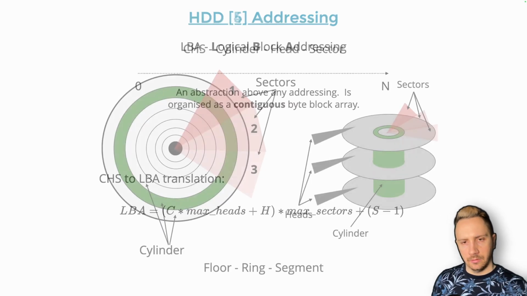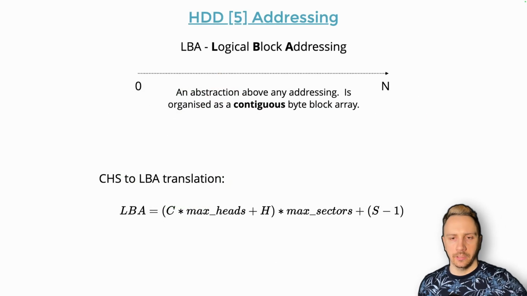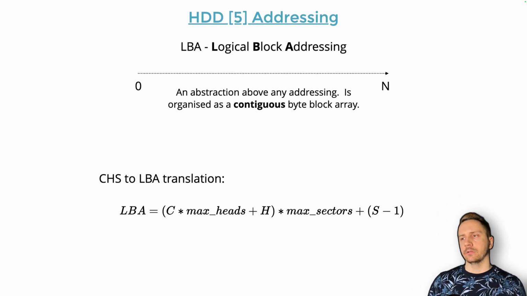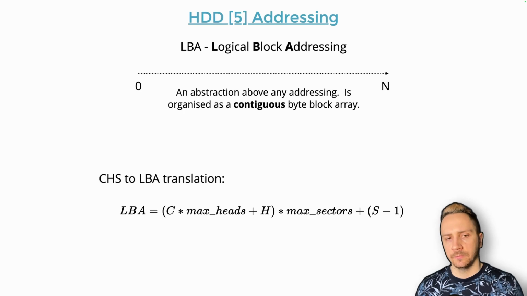So the kernel instead operates on a linear address. It literally represents every device as a byte array. Then it's the job of the controller or of the driver to translate this linear address into addressing of the specific device.